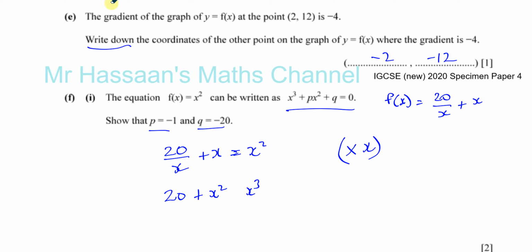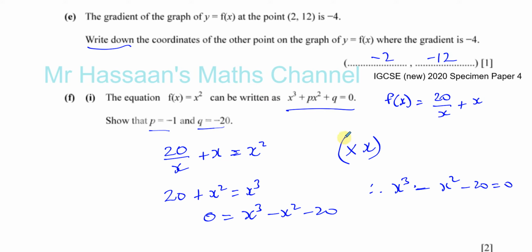Equals x cubed. And if we bring everything to one side, leave 0 on this side, you've got x cubed minus x squared minus 20 is equal to 0. Let me just write that cubed a bit more as a superscript here. Okay, so what's going on here? x cubed minus x squared minus 20 is equal to 0.